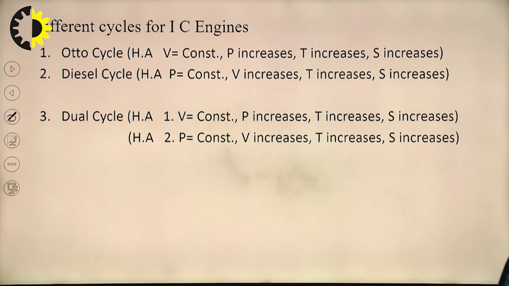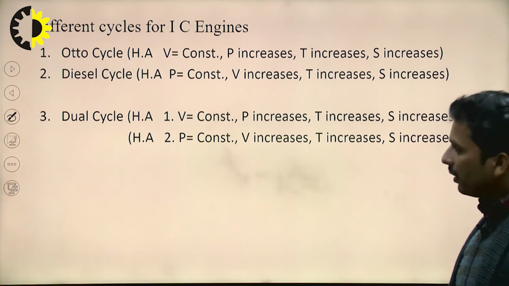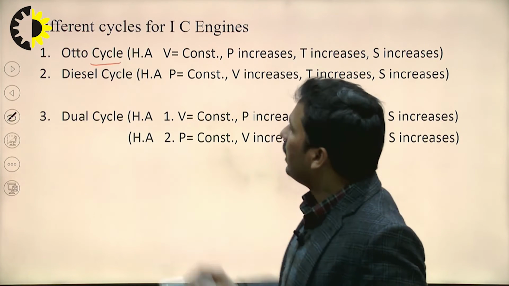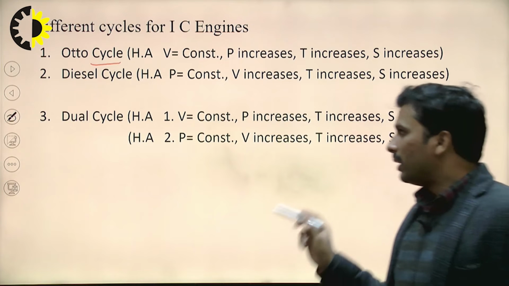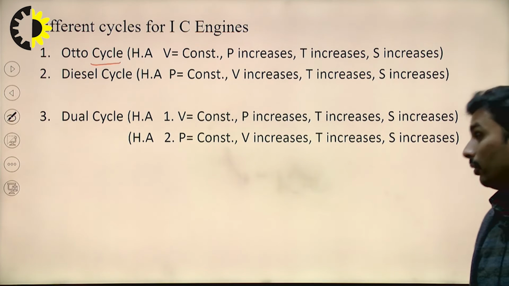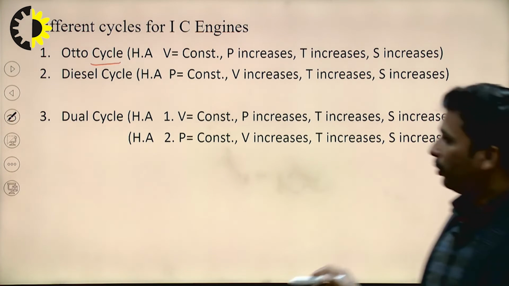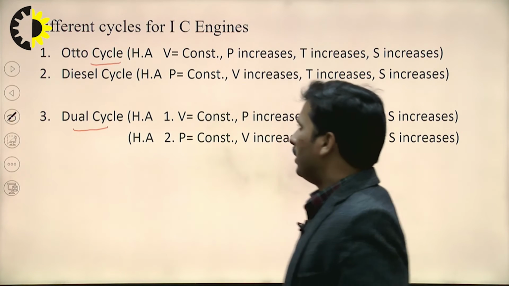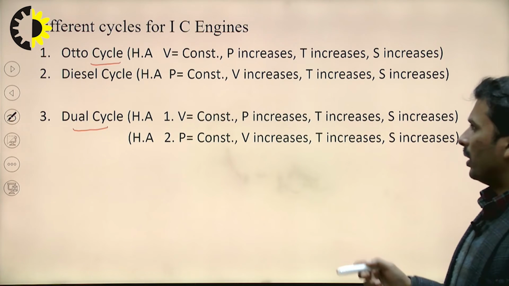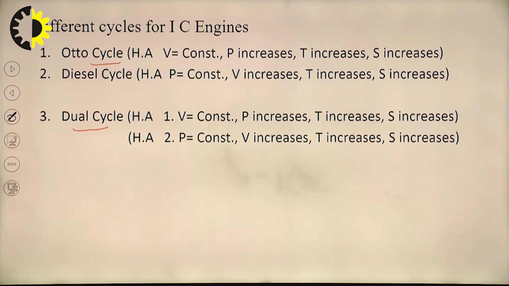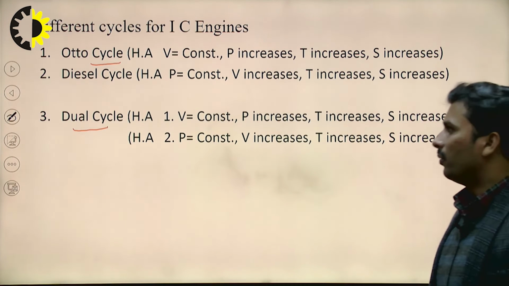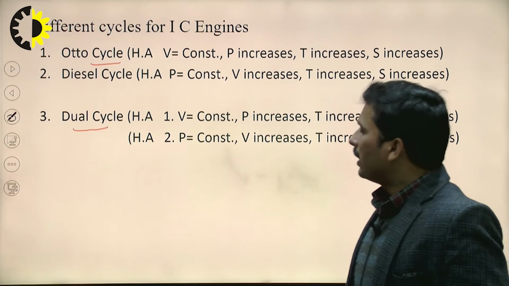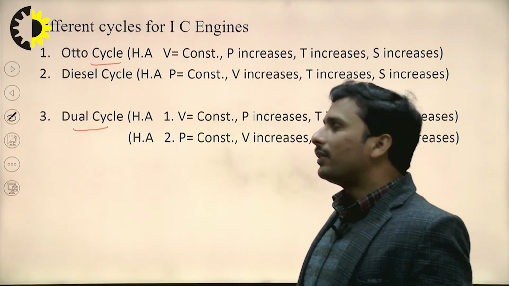Moving to the different cycles used in the internal combustion engine: the Otto cycle, which is generally used in petrol engines, the diesel cycle, which is used in diesel engines, and the dual cycle, which is also used in diesel engines. We will discuss in detail the importance of these cycles and what the thermal efficiency of these cycles is.